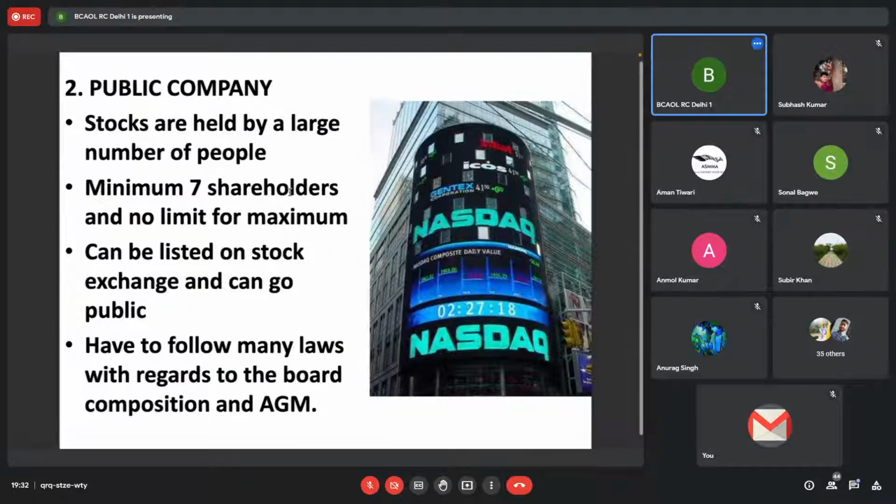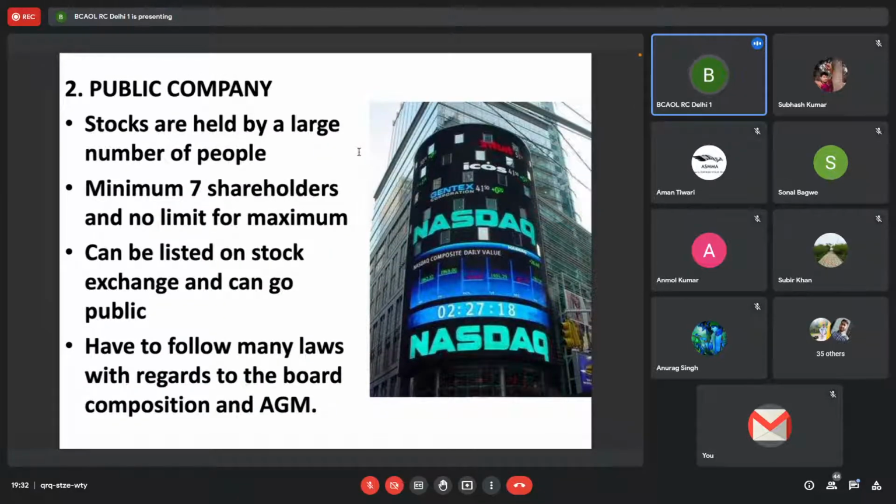Yeah. So public company, minimum number of shareholders is seven, no maximum limit. You can list your companies on the stock exchange and you can start dealing. See, listing is one thing that is very necessary if you want to have some credibility in the market, have some market standing. What is listing? Listing is simply getting your name in the list that a stock exchange has.